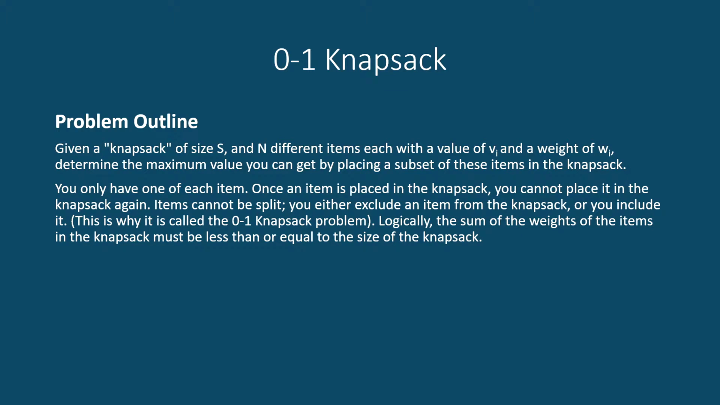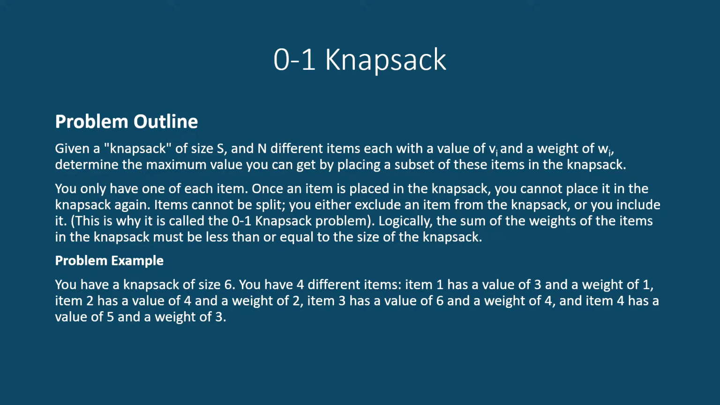You only have one of each item. Once an item is placed in the knapsack, you cannot place it in the knapsack again. Items cannot be split. You either exclude an item from the knapsack or you include it, which is why it is called the 0-1 knapsack problem. Logically, the sum of the weights of the items in the knapsack must be less than or equal to the size of the knapsack. Here is the sample problem that we will be solving in this video.